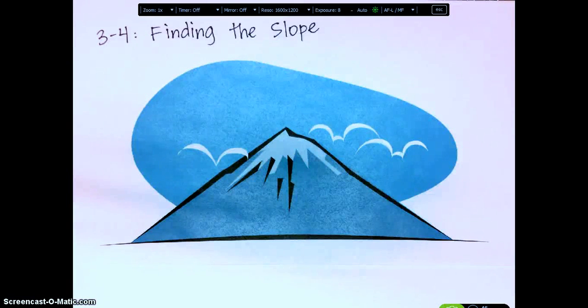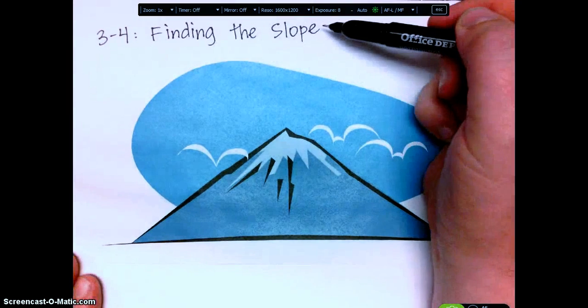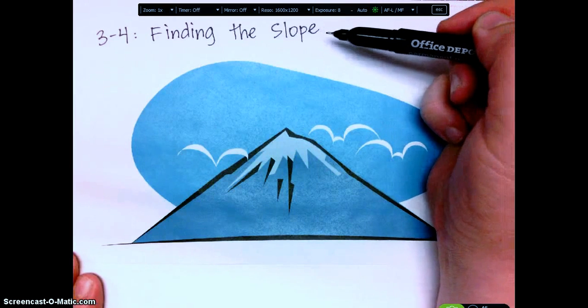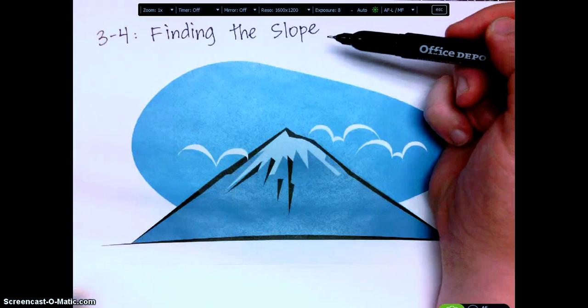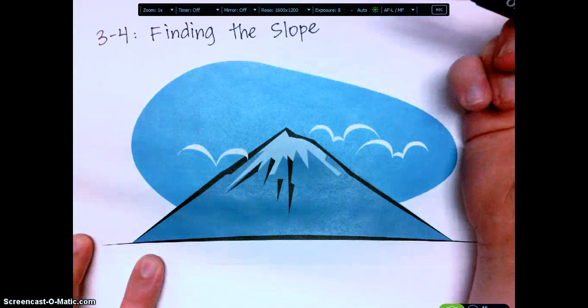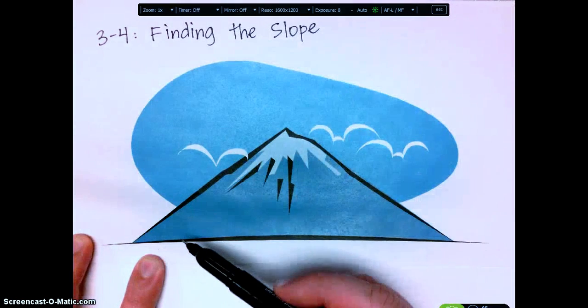Hello class, today we're going to be discussing section 3-4 in your algebra book, and the title is going to be Finding the Slope. And this is going to be the slope of a line. When I'm talking about the word slope, I mean how steep is that line? And that's why I have a picture of a mountain here.